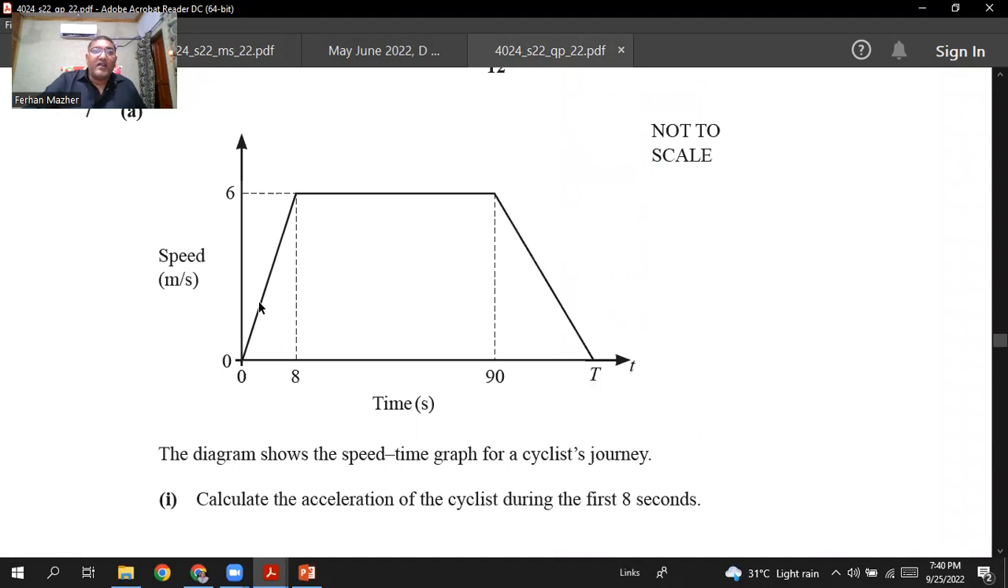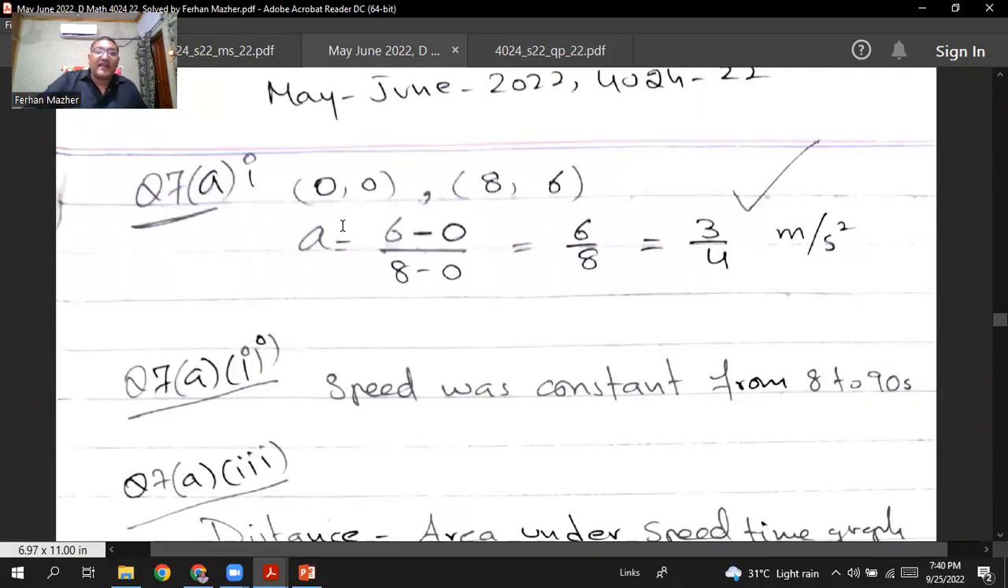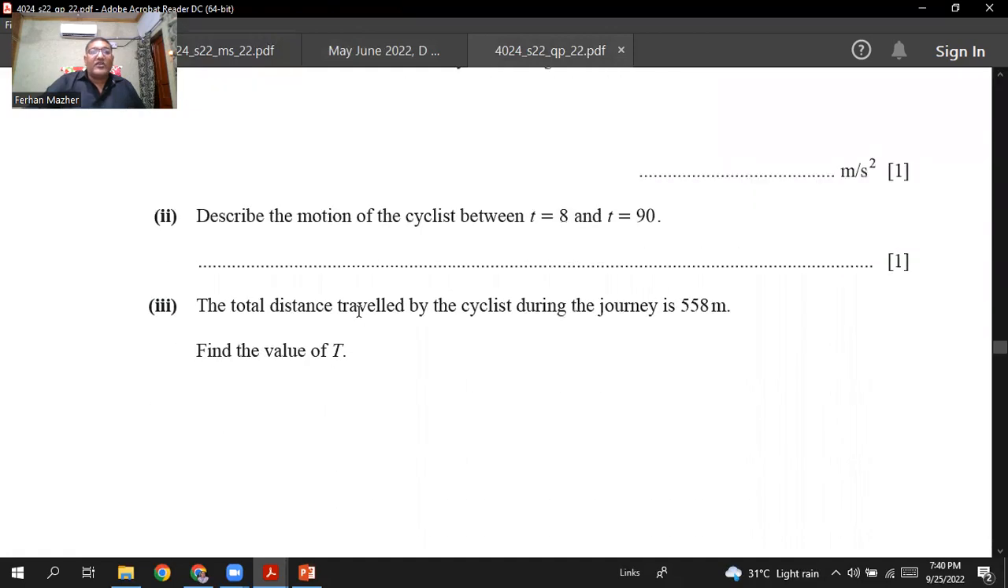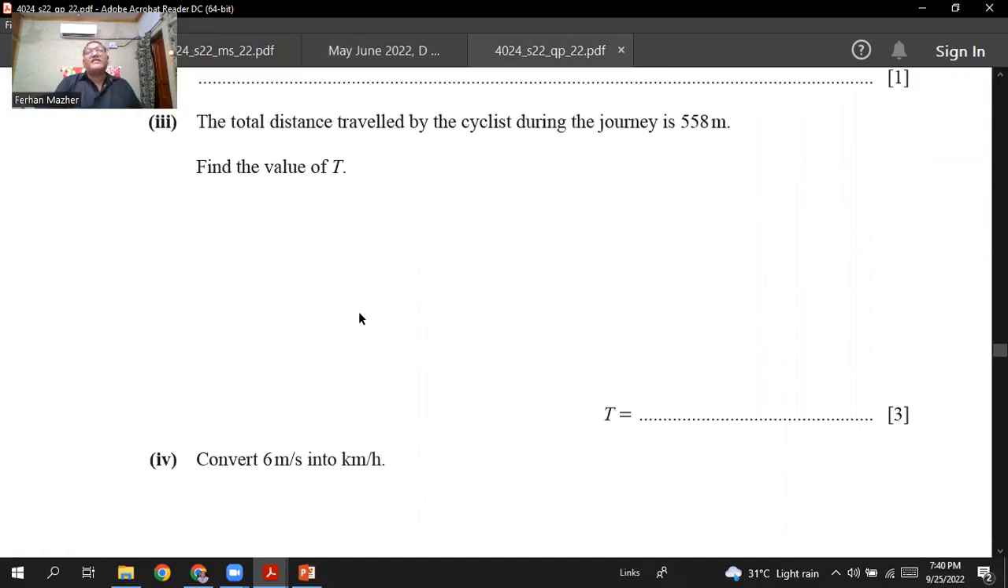Okay, so the next question they ask is to describe the motion of the cyclist from T8 to T90. From T8 to T90, the cyclist was going at a constant speed of 6 meters per second. Speed was constant from 8 to 90 seconds, and it was 6. Okay, traveling at a constant speed. So our answer is right. Then their question is: the total distance traveled by the cyclist during the journey is 558 meters. Find the value of T.